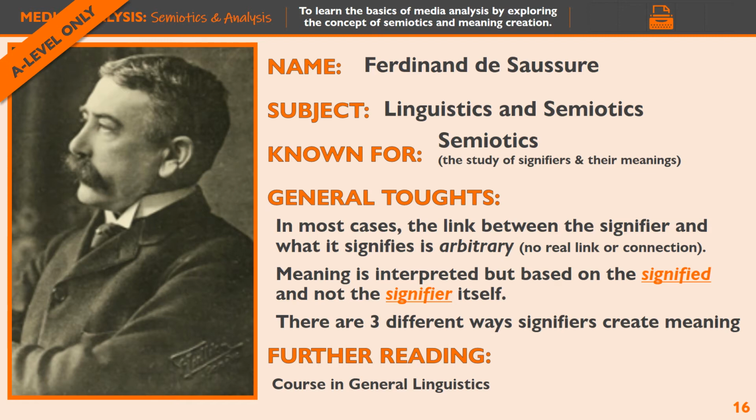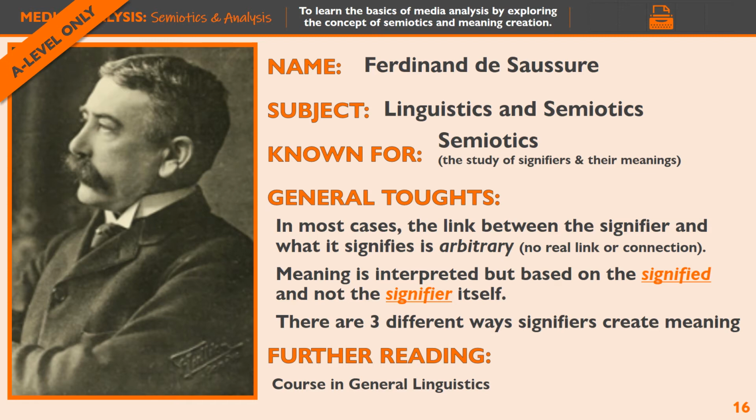So here we have our media theorist for this lesson, which is a man by the name of Ferdinand de Saussure. And he's known for linguistics and semiotics. And as you can tell by the image of him, this is quite an older theory and that has been with us for quite a long time. This is where we get the word semiotics from, which is part of this lesson.